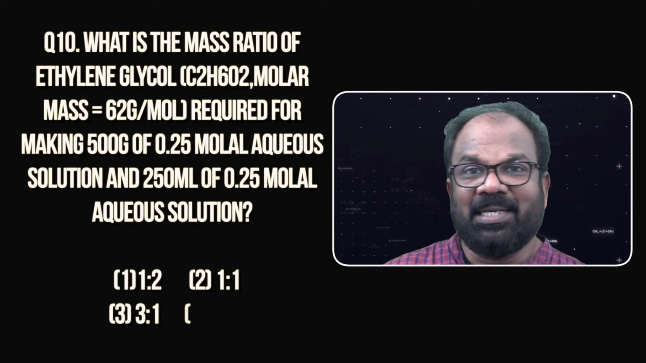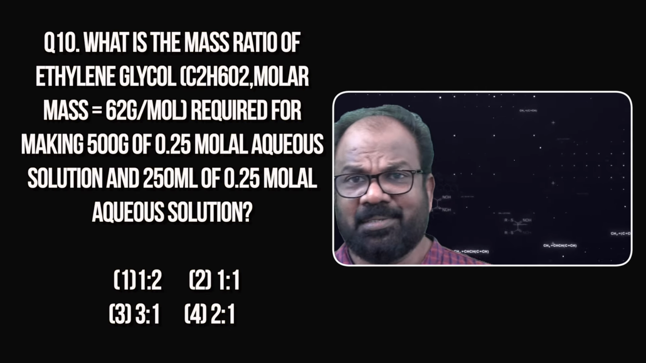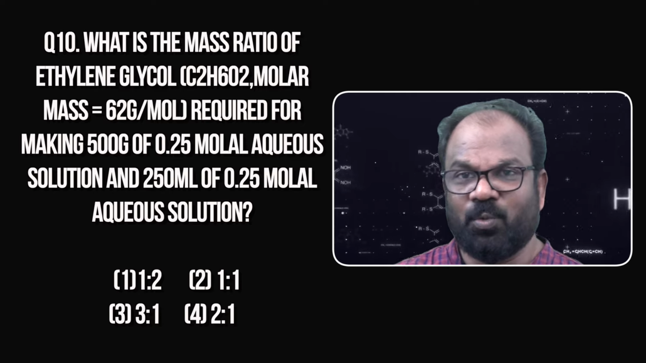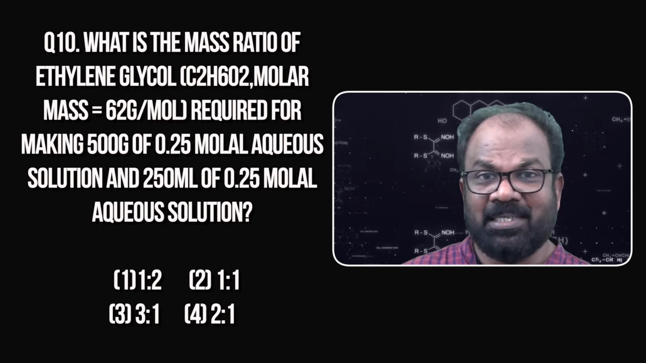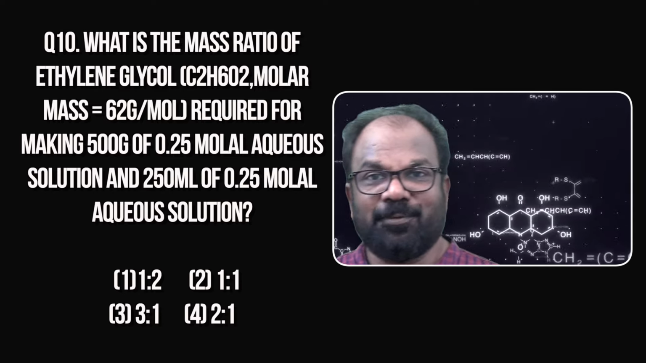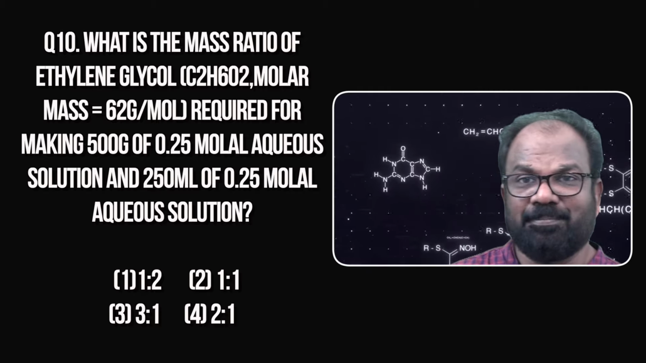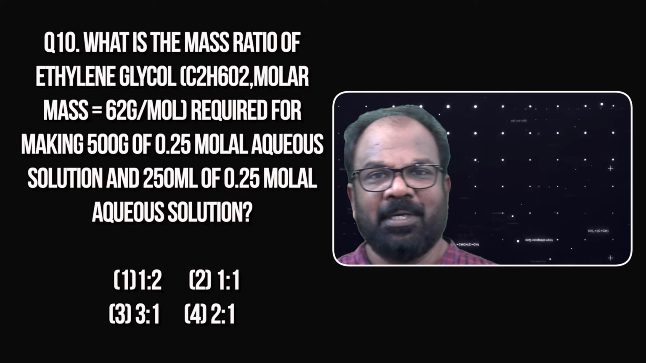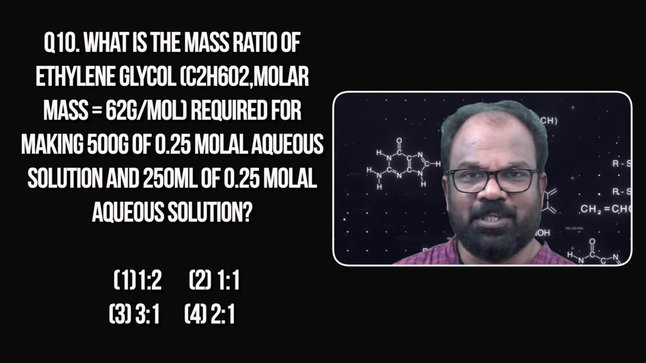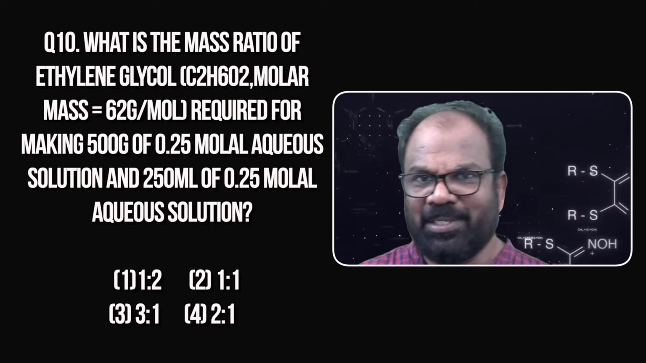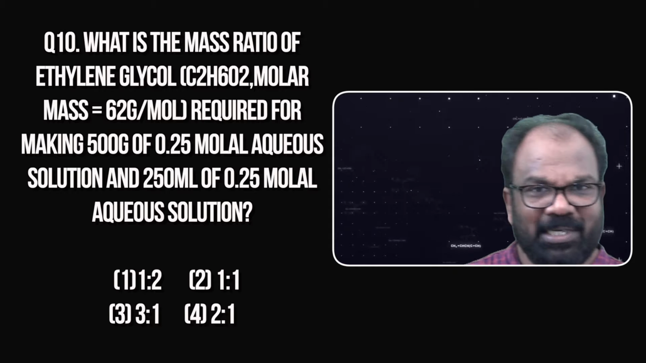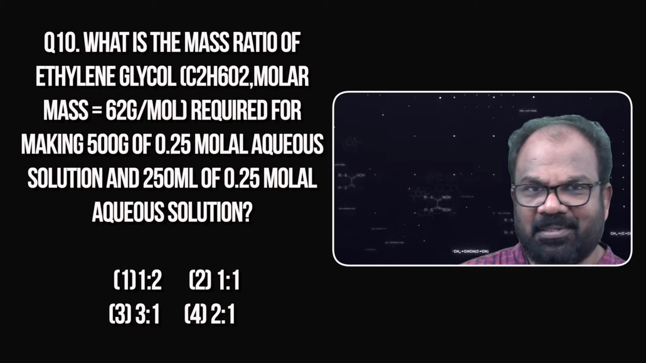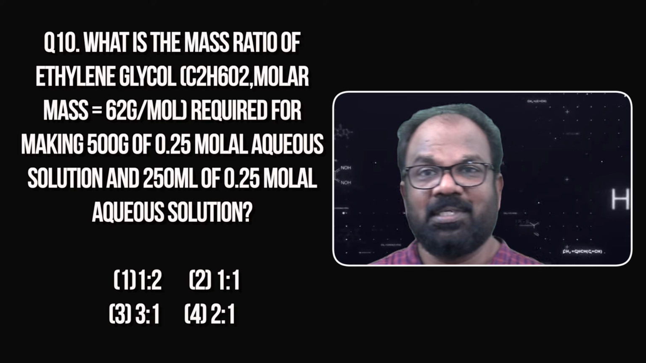Now question number 10, which is also a multiple choice question. The question is, what is the mass ratio of ethylene glycol? Its molecular formula is C2H6O2 and the molecular mass is 62 gram per mole. Required for making 500 gram of 0.25 molar aqueous solution and 250 ml of 0.25 molar aqueous solution. Option number 1 is 1:2. Option number 2 is 1:1. Option number 3 is 3:1. And option number 4 is 2:1.